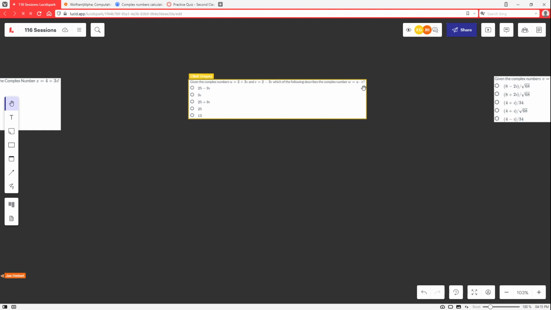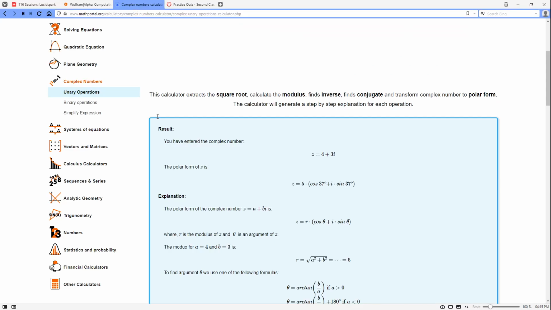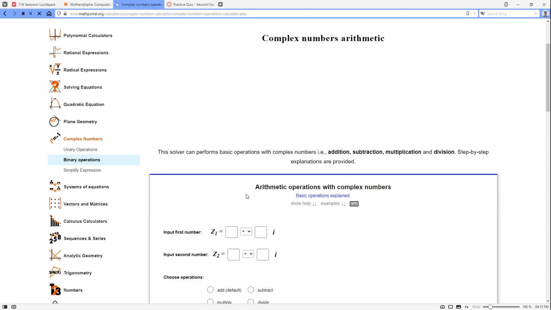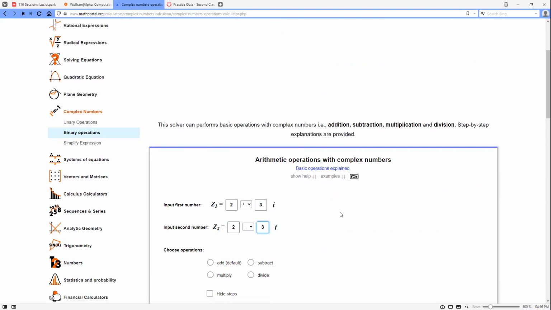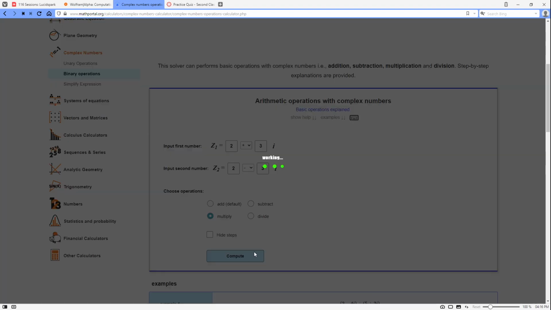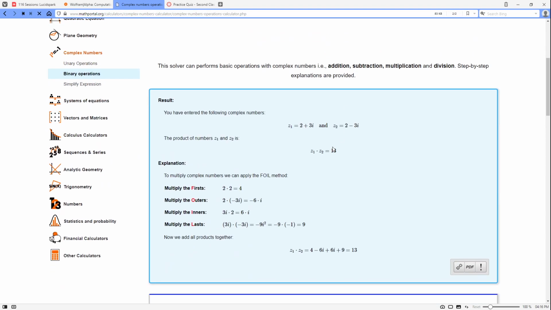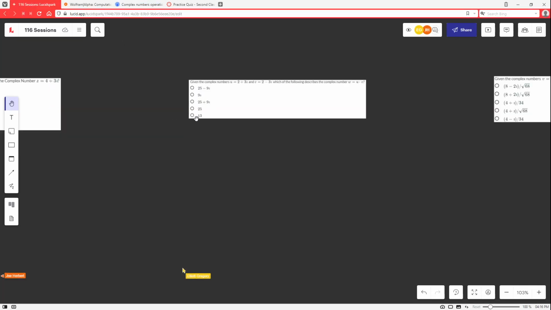So we want to find out what u times v is, when it is 2 plus 3i and 2 minus 3i. Again, we can go to Math Portal for that. We want to go into binary, and it is 2 plus 3i and 2 minus 3i. We are timesing them, so we want it to be multiplying. We want to compute, and that'll spit out 13. And that's our answer, 13. So this one would be this last one, 13.